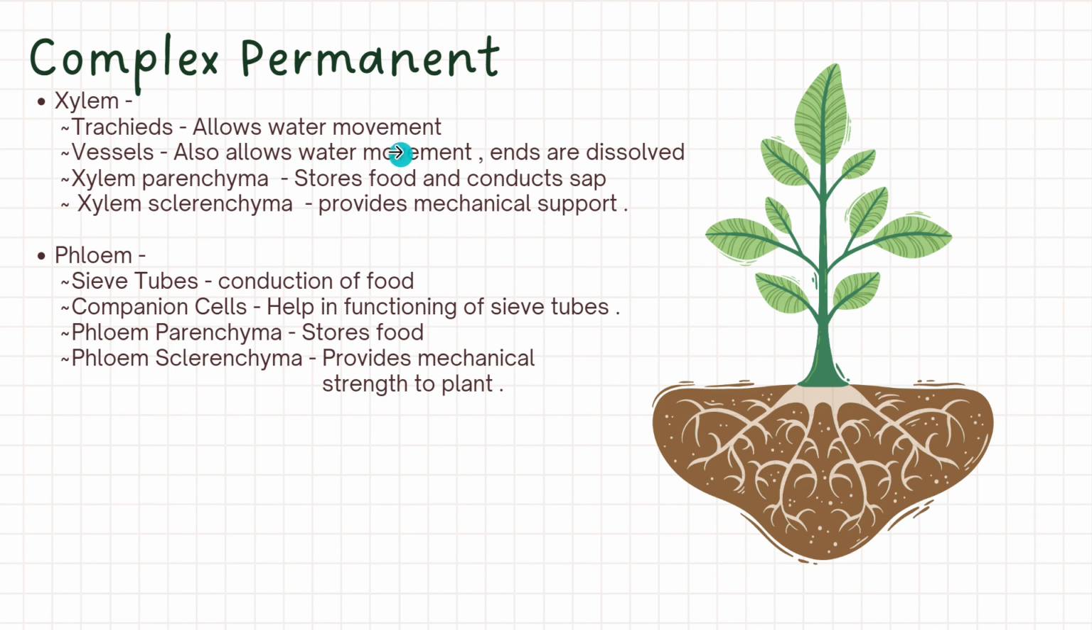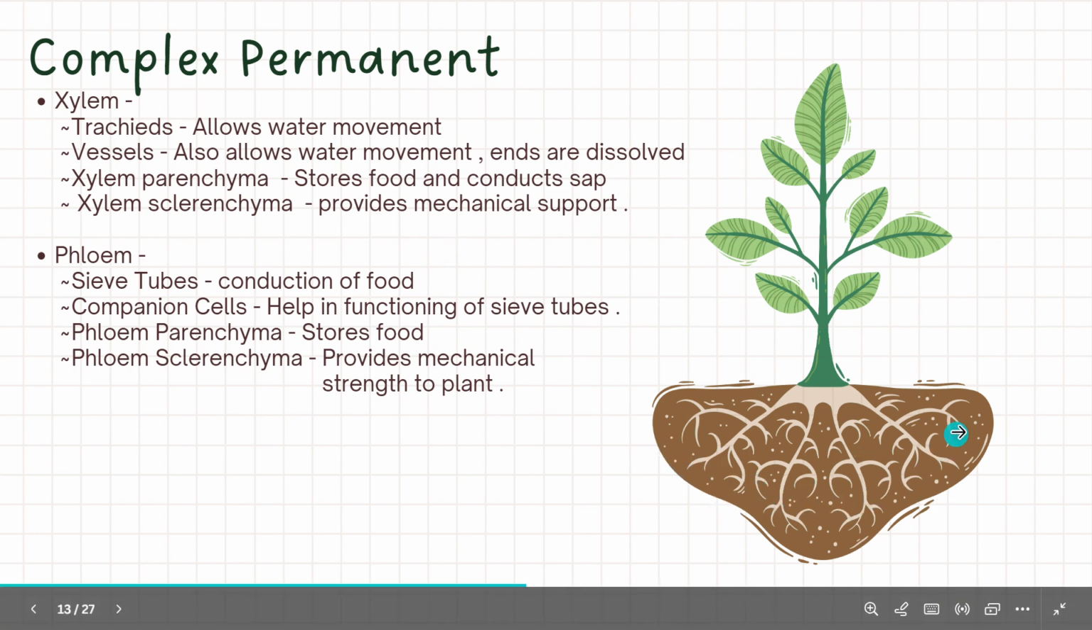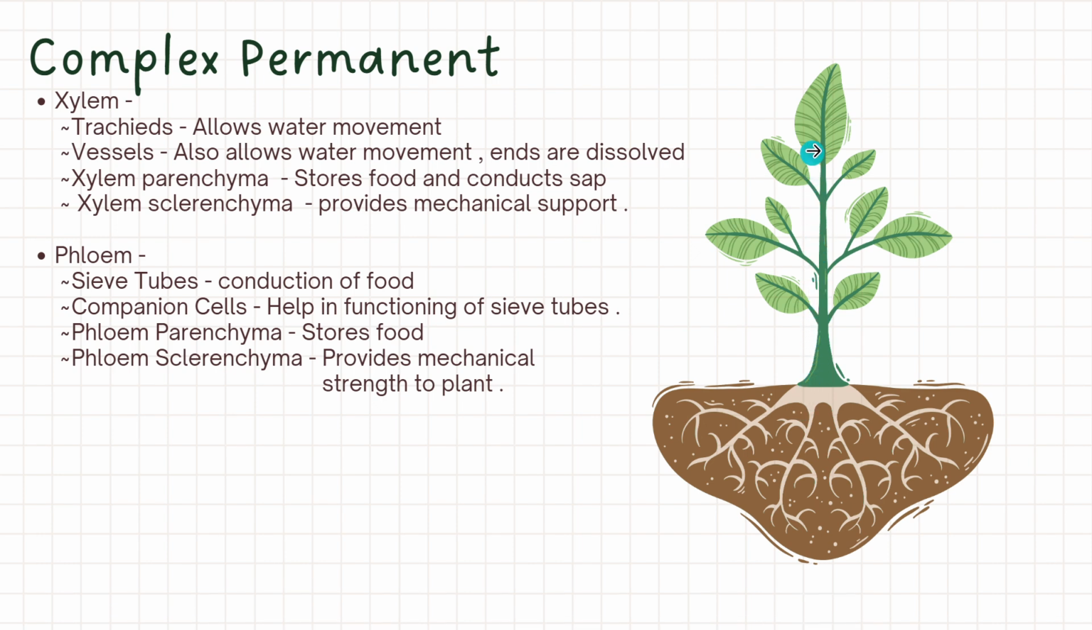Let's move on to complex permanent tissue, xylem and phloem. Xylem basically helps in the movement of water. So there's water absorbed by the roots, and that water is taken up by the roots all the way everywhere in the plant.